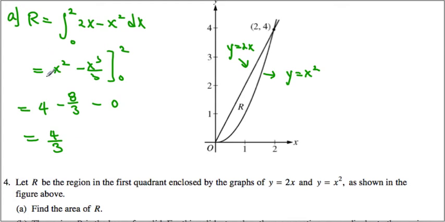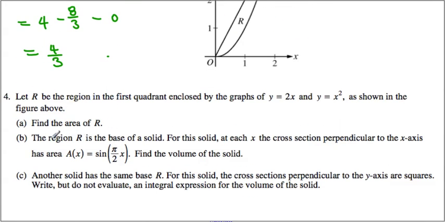Let's look at part B. The region R is base of the solid. In this case, the cross-section is perpendicular to x-axis. That's important. Perpendicular to x-axis, some sort of in this way. Then we know that we'll be using dx. And then has the area of this much. Find the volume of the solid.